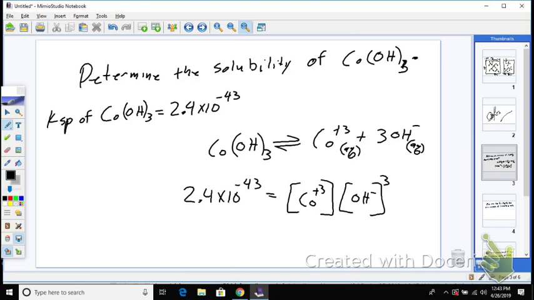solubility. So it should look like this, and this is where students make mistakes. Because when you look at the above equation, when it breaks apart, one part cobalt, 3 parts hydroxide. So cobalt's going to be x, and hydroxide is going to be 3x. So now you got to solve for x. So go ahead and do that, and we'll see what you get, and then we'll go to the next type of problem.